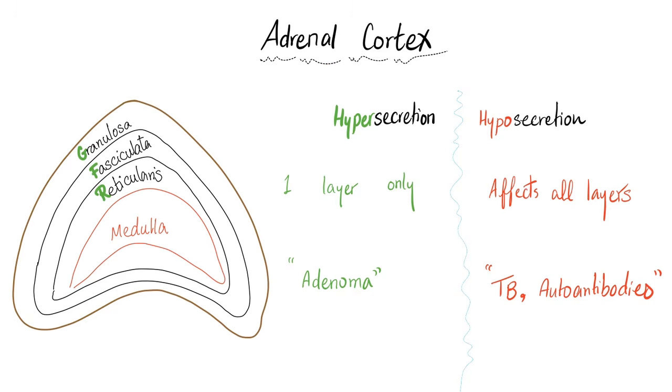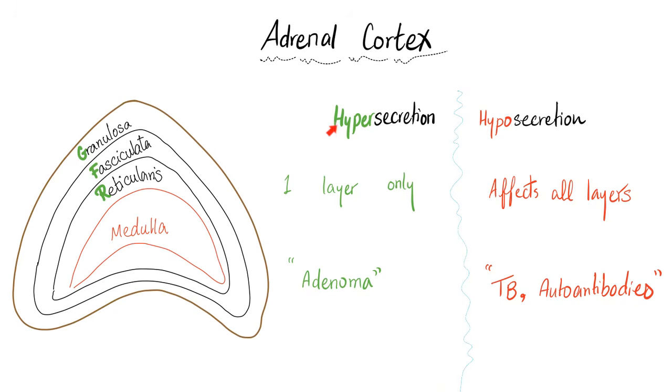Next, adrenal cortex. We have a cortex on the outside and we have a medulla in the core. Medulla literally means core. Perfect. The cortex is not just one layer. We have 3 layers. And the mnemonic is GFR: glomerulosa, fasciculata, reticularis.